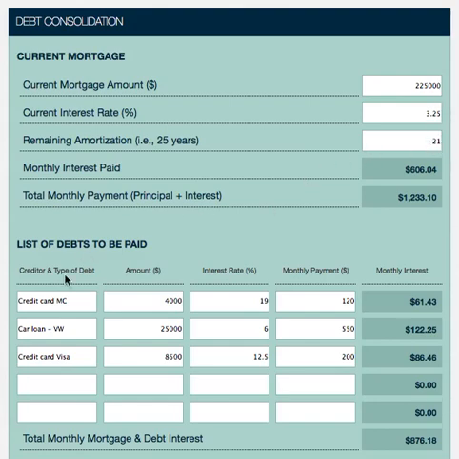The second part that we're looking at is the debt outside of the mortgage. So in this case, let's say we've got a couple of credit cards. You enter in what you've got, car loan and a Visa, and put in your balances, $4,000 in this case, $25,000, $8,500, and the interest rates, of course. Credit cards are pretty bad, 19% for instance, 12.5%. All of this information you can find on your monthly statements.